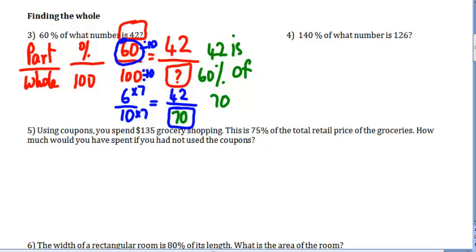Let's look at the next one. They're asking us: what is 140% of what number is 126? So let's go ahead and figure this out. Again, I have a percent fraction, 140 over 100, and they're asking me for 126, and I have to figure out the whole. Just like before, I know that 140 is not a multiple of 126, but I know my times tables. I'm going to reduce this by 10.